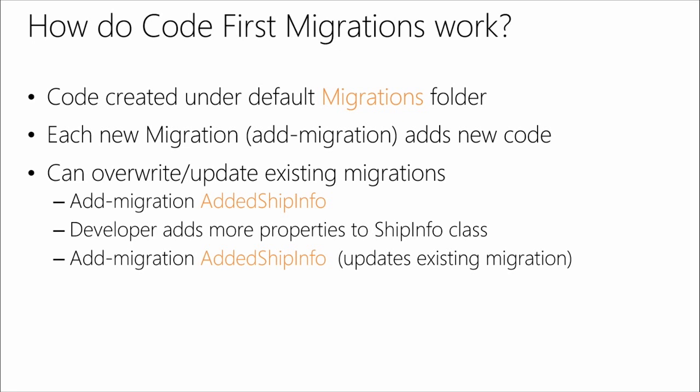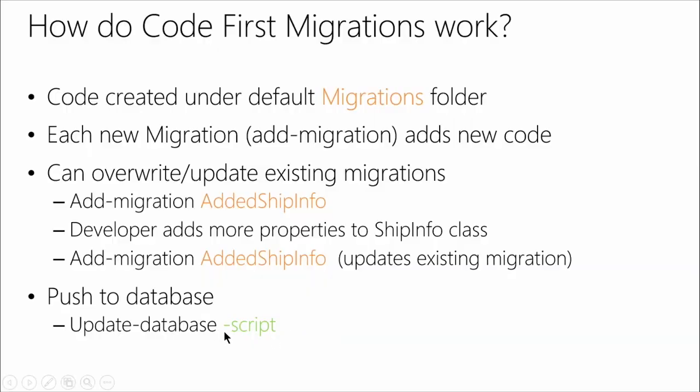So for example, let's say we add some ship info to one of our classes, customer ship info, for example. And then we create this migration. We have this snapshot in time, but then we're like, oh, we forgot to add state. So we add our state. Do we have to add another migration? No. We can overwrite that last snapshot and encompass all of our new changes to it. And I'll show you what this is going to look like from the Visual Studio side.